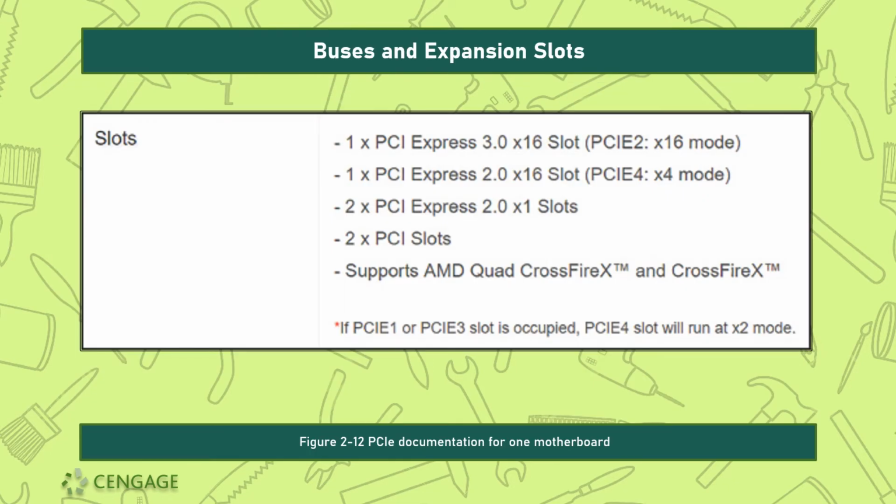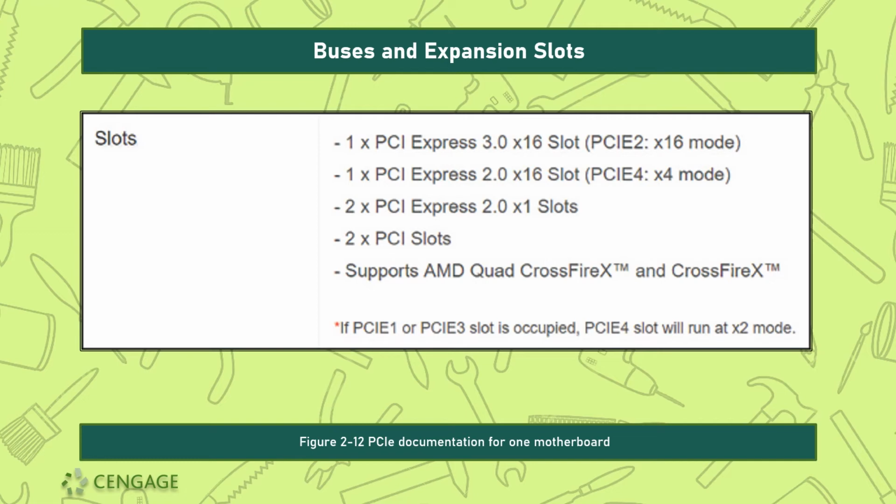Now, this is just a little bit of documentation for a motherboard to explain how PCI Express works in relation to the slots. So this has one PCI Express 3.0 X16, one PCI Express 2.0 X16, two 2.0 X1s, two standard PCI, and it supports Crossfire and Crossfire Quad. So Crossfire was just basically the ability to try and connect two slots together by using a bridge to increase their functionality.